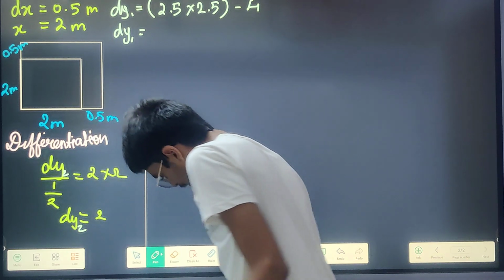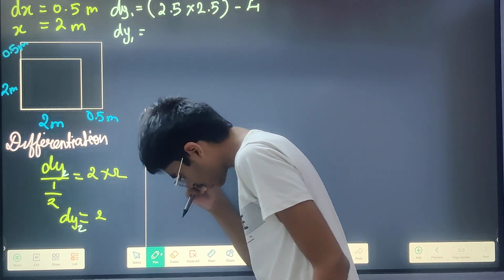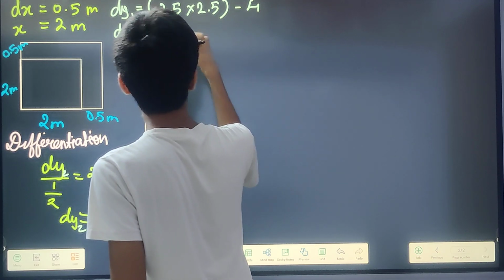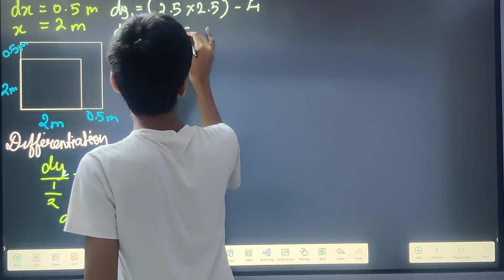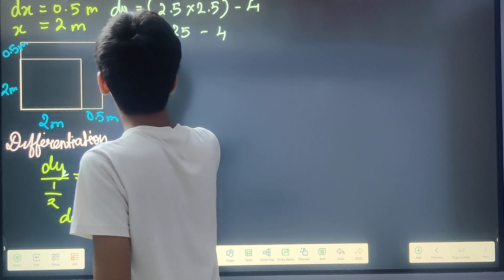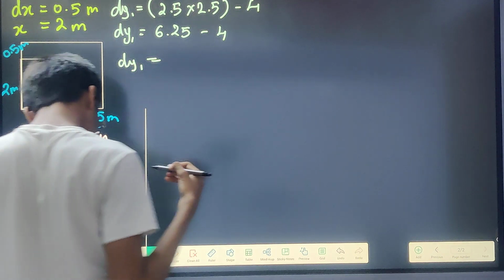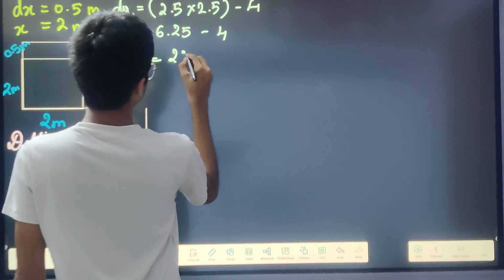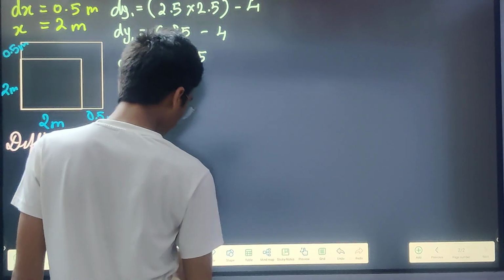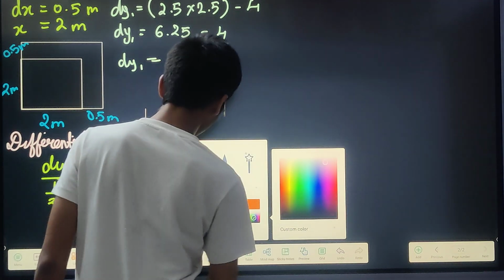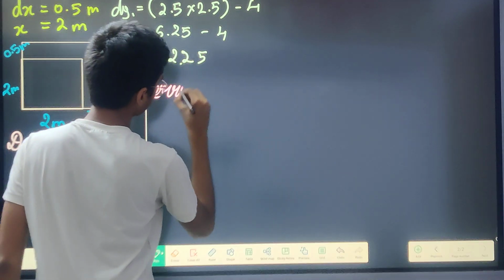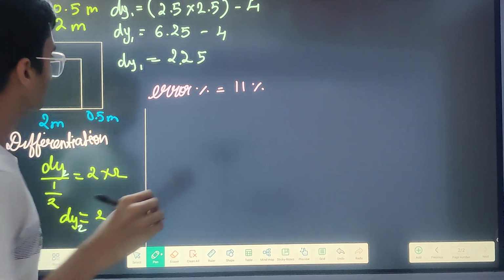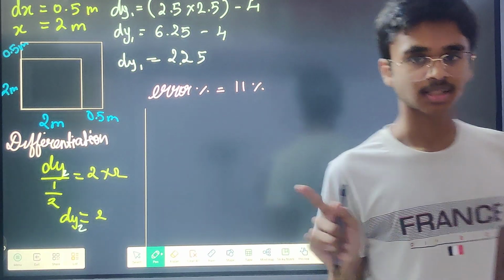Okay, so what value is it going to be? It is going to be 6.25. Yeah, 2.5 squared is going to be 6.25, right? So 6.25 minus 4. So here dy1 is going to be 2.25. Now if you are calculating the error percentage, it is going to be just 11%.